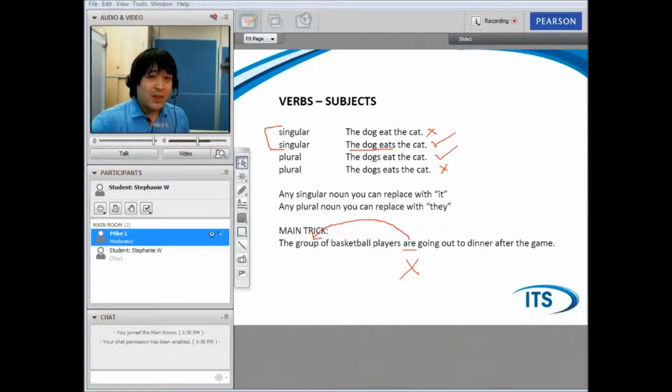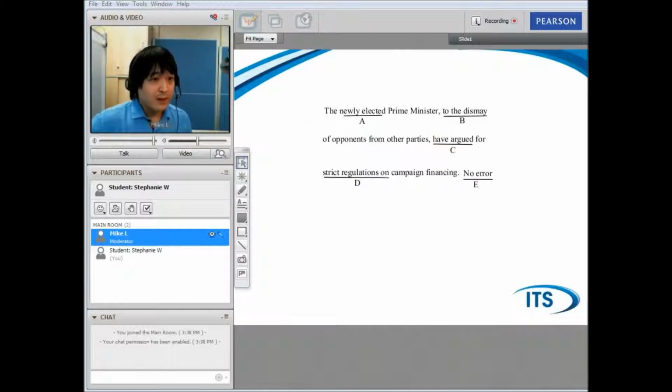So the main thing that they'll do to try to trick you is they'll put a plural noun right next to your verb, like "players," so it sounds okay when you read it, but you have to look a little bit closer for the actual subject. So let's look at a couple examples. This is from the Writing Error ID section. We're looking for the underlined part that is incorrect.